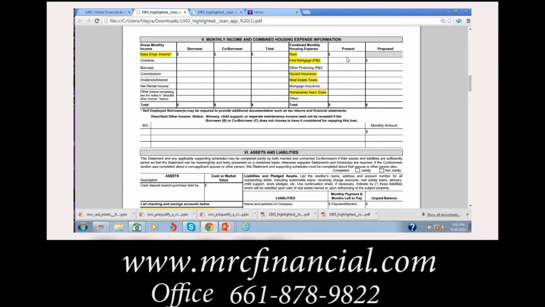Over here on the other side where it says present and proposed, this is for both first-time home buyers or a refinance. How much are they currently paying for rent? If we're doing a refinance, how much is their first mortgage payment, principal and interest? Hazard insurance. How much is the real estate taxes? HOA, if they have HOA.